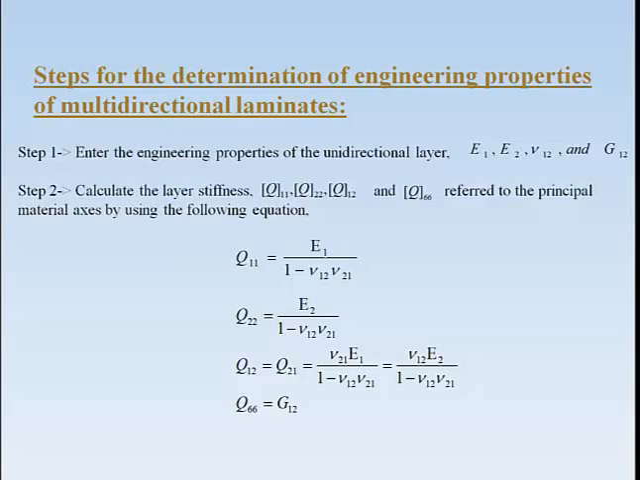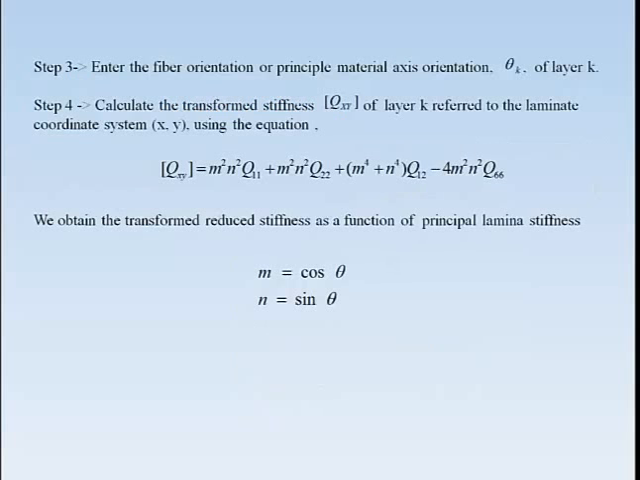Q22 is given by E2 divided by 1 minus nu12 nu21. Q12 equal to Q21 equal to nu21 E1 divided by 1 minus nu12 nu21, equal to nu12 E2 divided by 1 minus nu12 nu21. Q66 equal to G12.